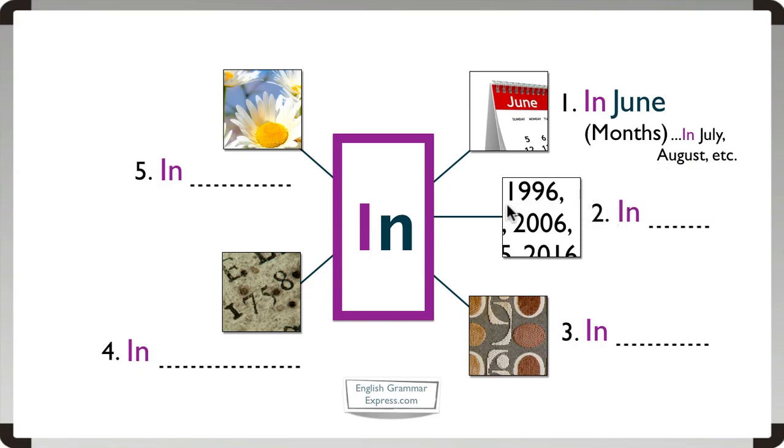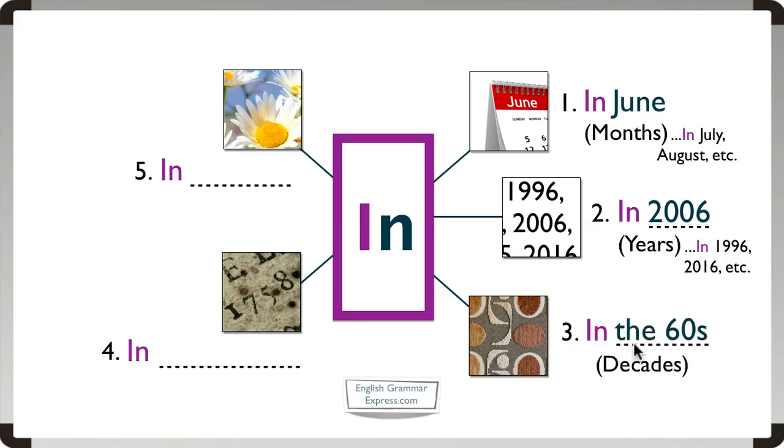Number 2 shows us that we can use in for years. The example here is in 2006. We could also say in 1996, in 2016, or in whatever year. Number 3, and this picture represents a particular decade. And the example here is in the 60s. We could also say in the 70s, or in the 80s, or in whatever decade.